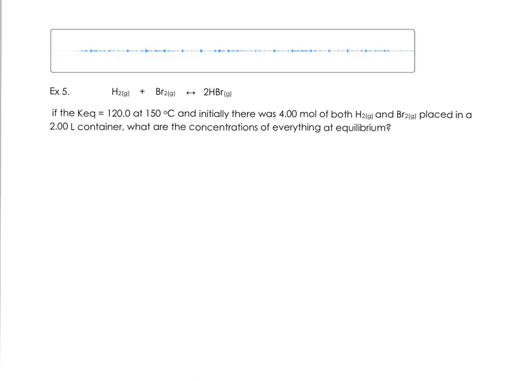Okay, example number 5. Hydrogen and bromine react to form hydrogen bromide. If the equilibrium constant is 120 at 150, and there are initially 4 moles of both hydrogen and bromine placed in a 2-liter container, what are the concentrations of everything at equilibrium? So the first thing we need to do, and I'm going to rewrite it, is put in our balanced chemical equation.